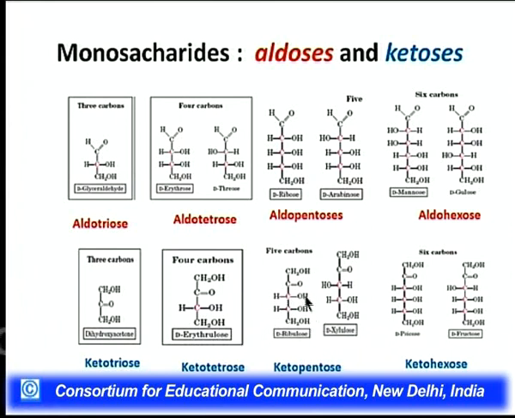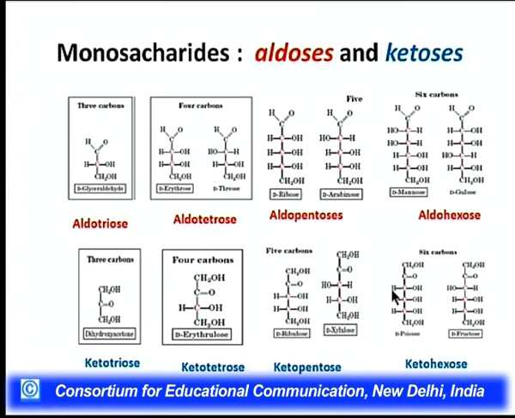Whereas when I talk of a compound which has 5 carbon atoms, we have 2 compounds here, ribulose and xylulose. Both of these are again ketopentoses. And an example of a ketohexose is D-fructose. So these are all ketoses.